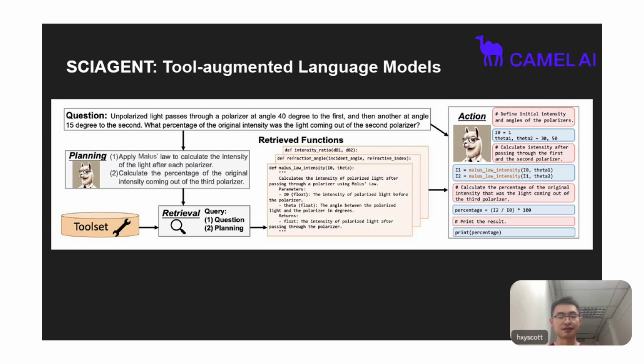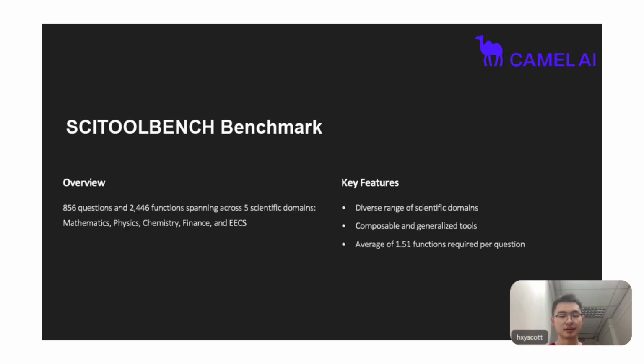Okay, so finally, the third contribution of the paper is they propose a benchmark called SciToolBench. It's not about school, it's SciTool. Basically what they're doing is they take the existing datasets and do a lot of either manual checking or synthetic data generation so that they make sure all the questions are first divided into 5 different domains. And second, on average at least 1.5 functions need to be used to solve each question.